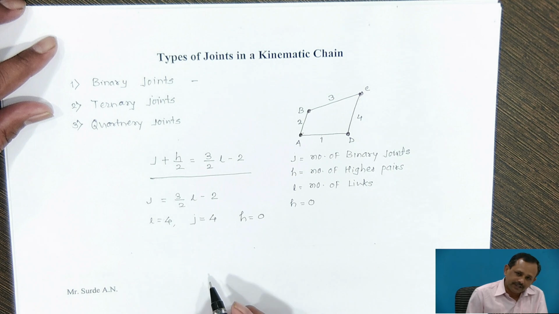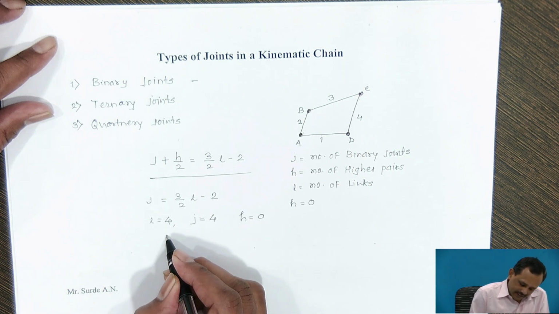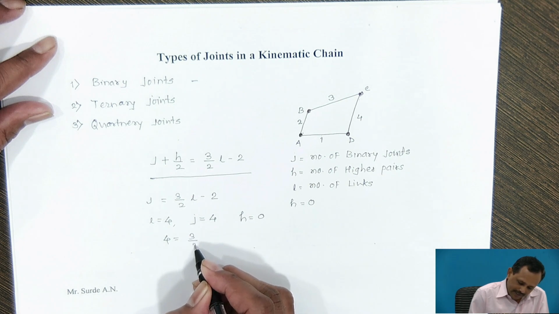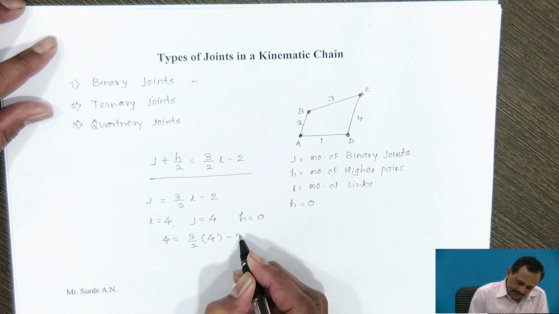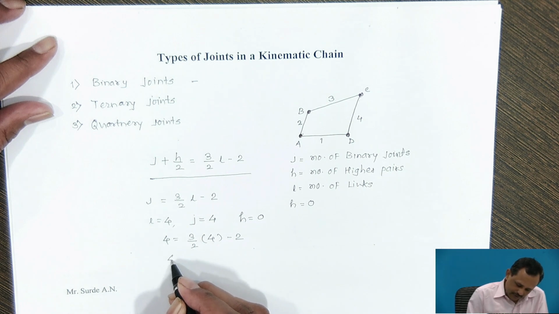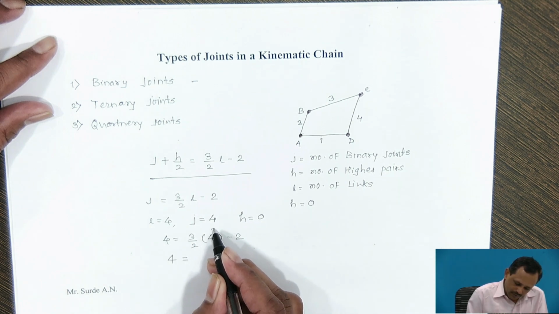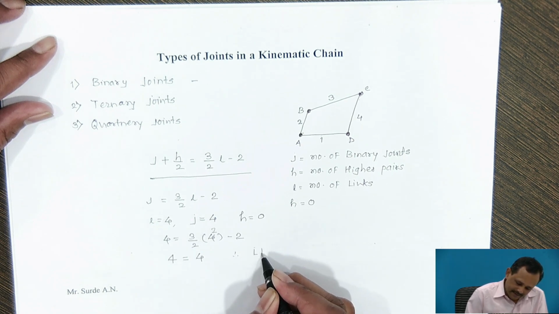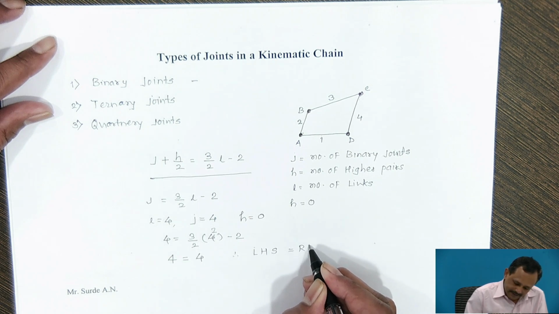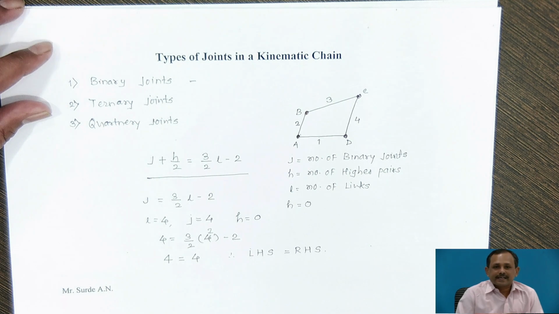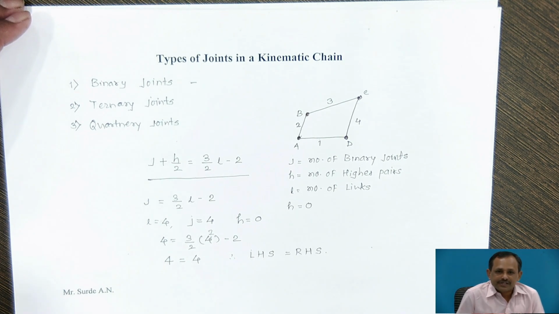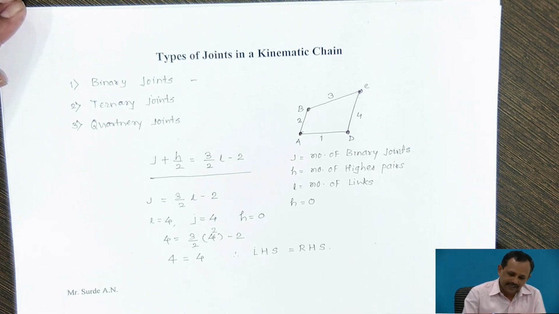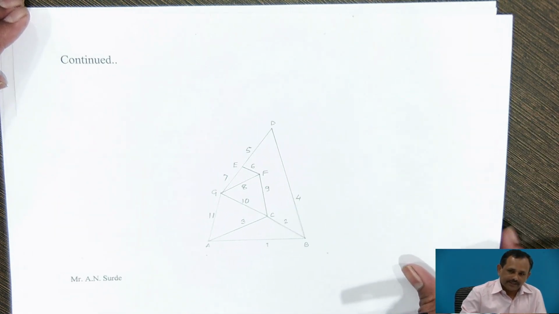By putting these values in the above equation, J equal to 4 is equal to 3 by 2 into 4 minus 2. Therefore, 4 is equal to 6 minus 2, equal to 4. In this case, LHS is equal to RHS, and from this equation we can say this chain consisting of 4 links is a kinematic chain, or a completely constrained chain.